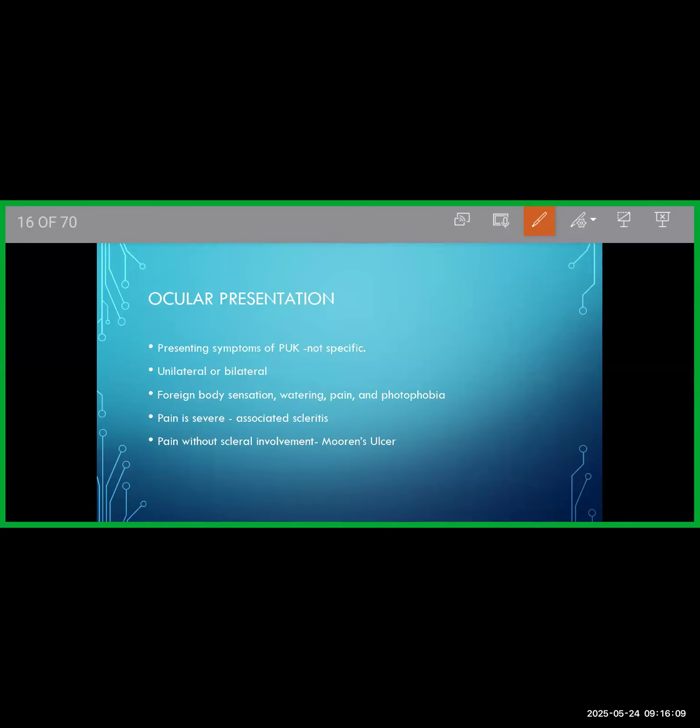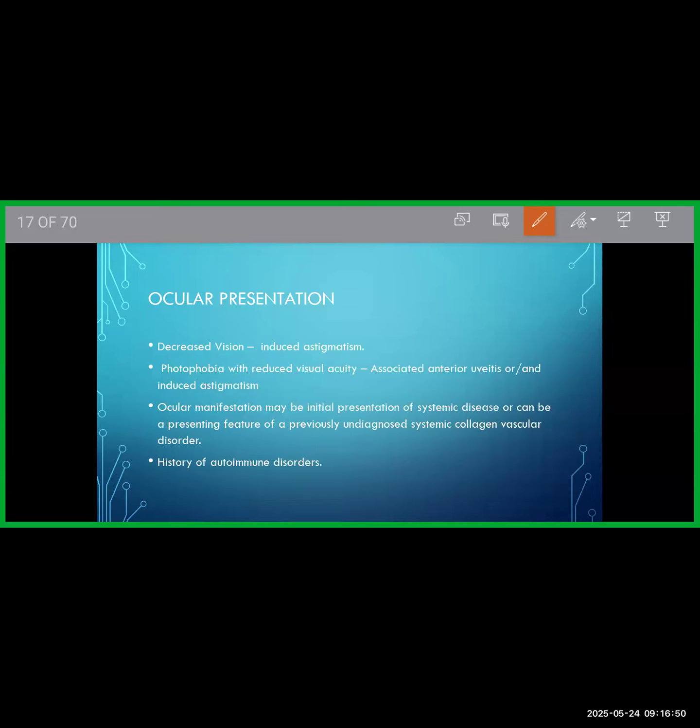Now, the ocular presentation. Basically, the presenting symptoms of PUK are not specific. It may be unilateral initially, then later becomes bilateral. The non-specific symptoms the patient usually presents with are foreign body sensation, watering, pain, and photophobia. The pain is severe when it is associated with scleritis, and pain without scleral involvement should raise high suspicion of Mooren's ulcer.